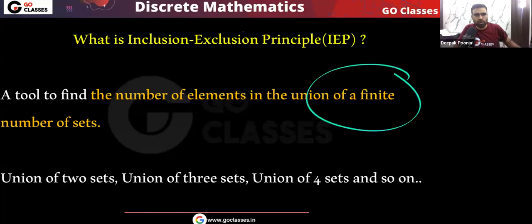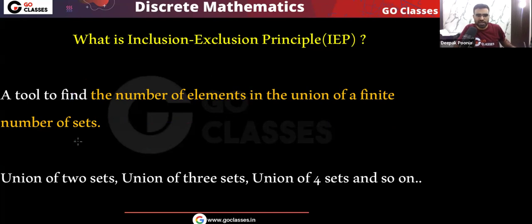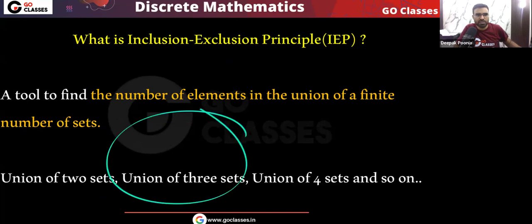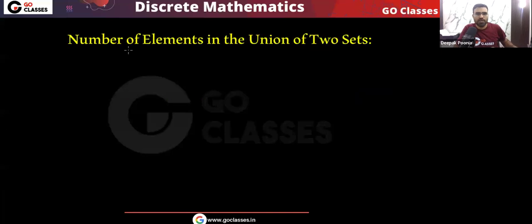If you have a finite number of sets, like 2 sets, 3 sets, 4 sets, 5 sets, and we want to find the number of elements in the union of these sets, then we can use the inclusion exclusion principle. For example, the number of elements in the union of 2 sets, or 3 sets, and so on. So this is a tool to find the number of elements in the union of a finite number of sets.